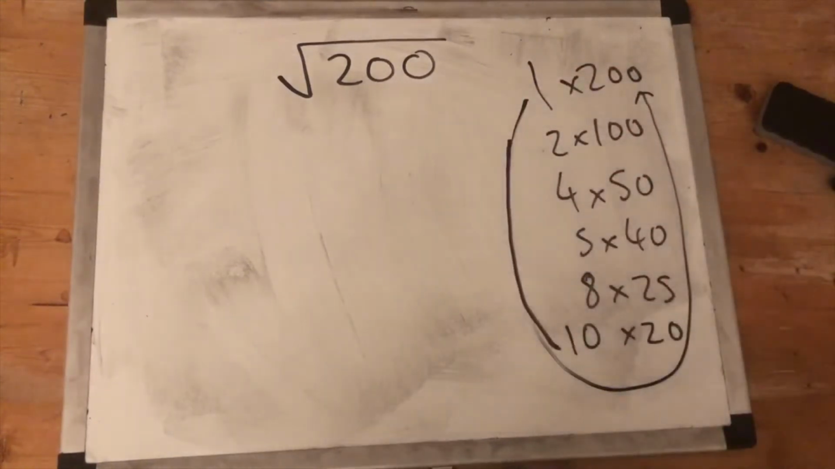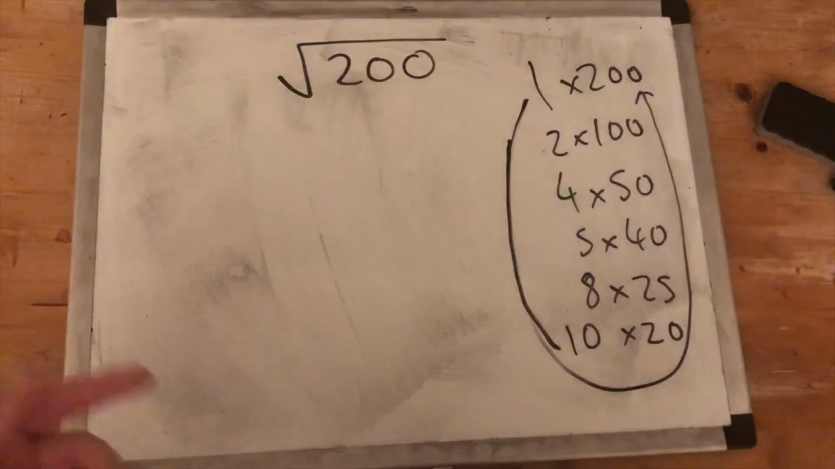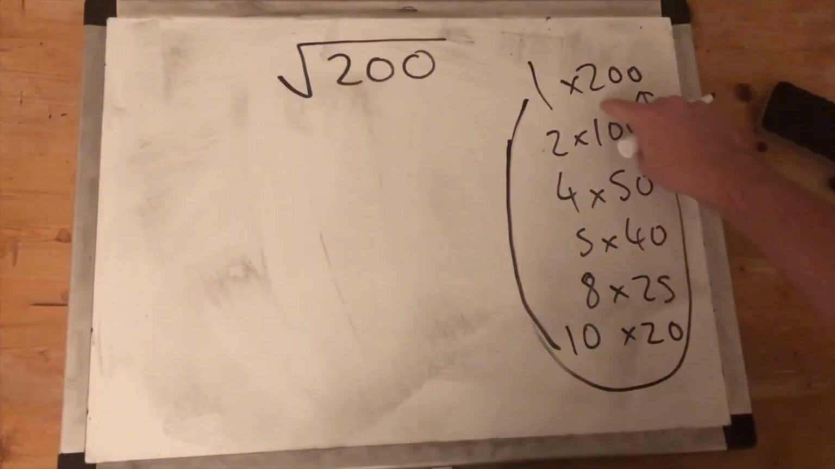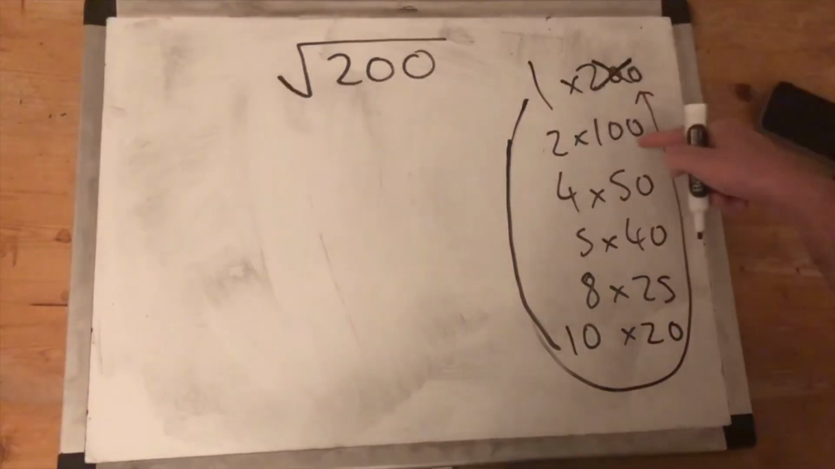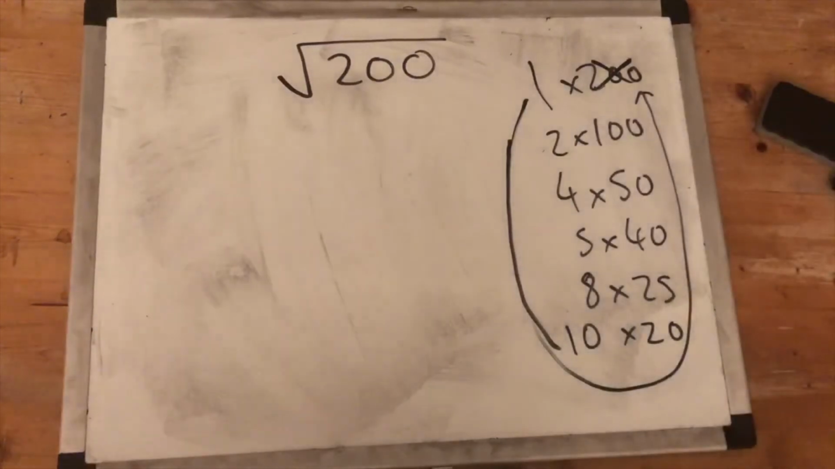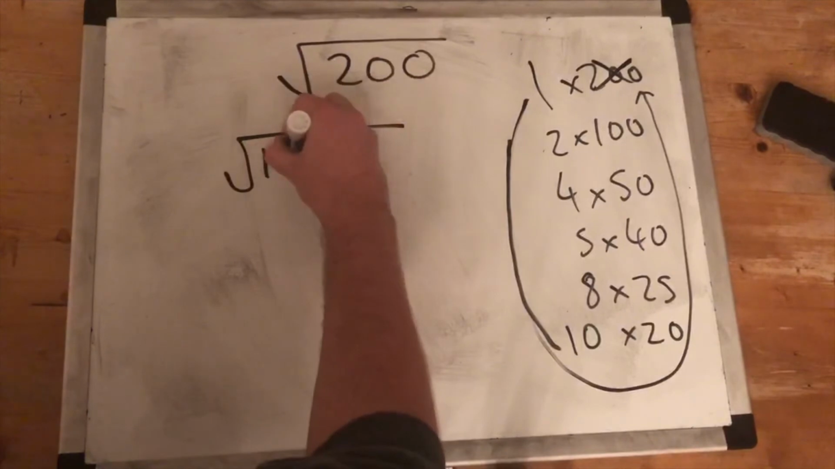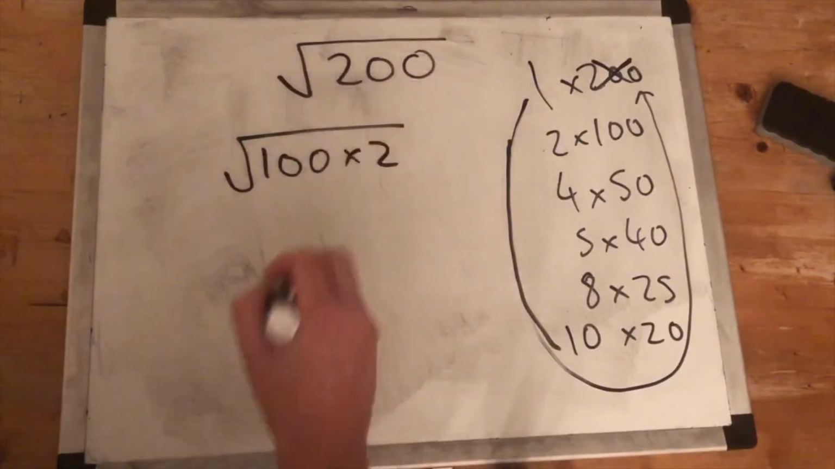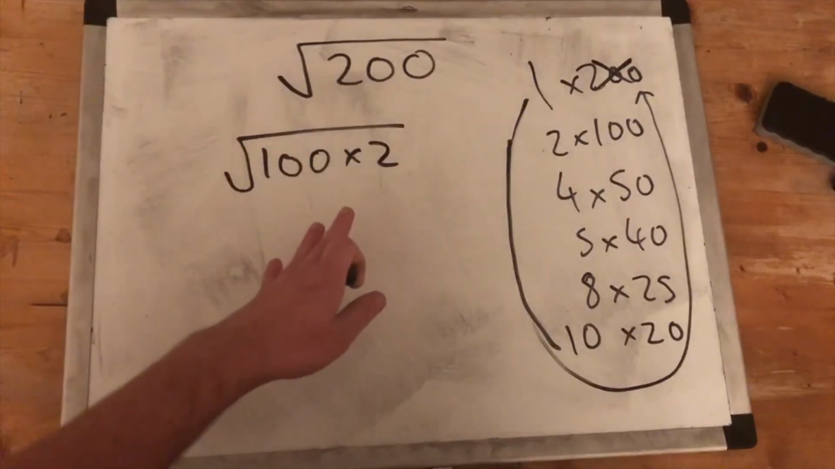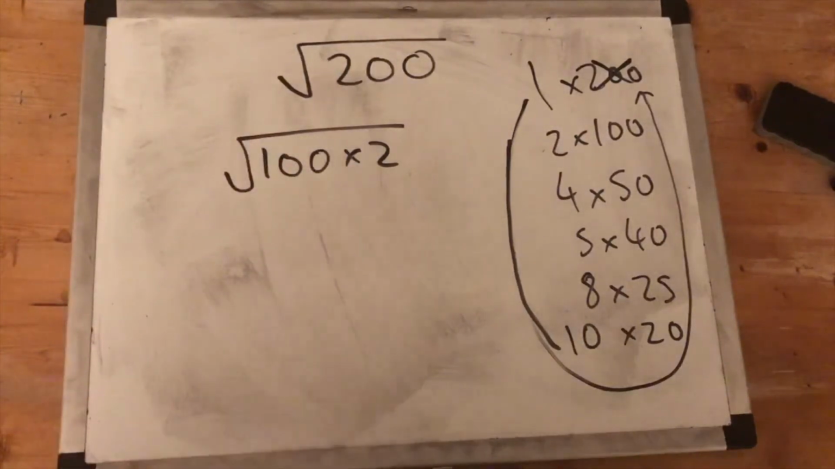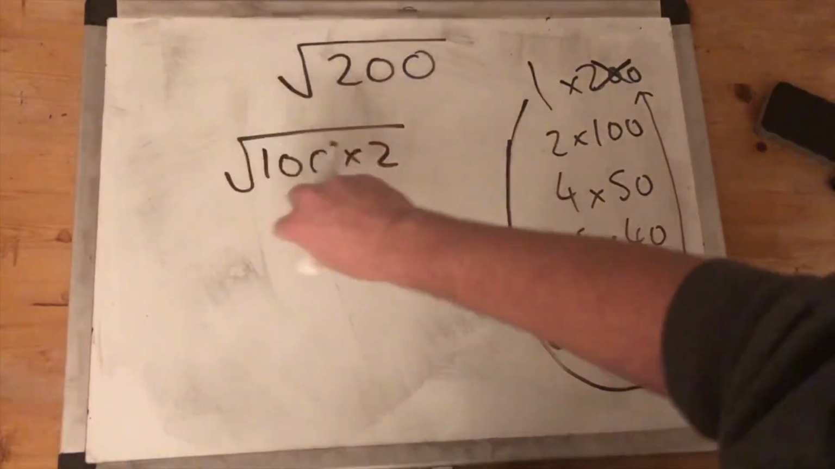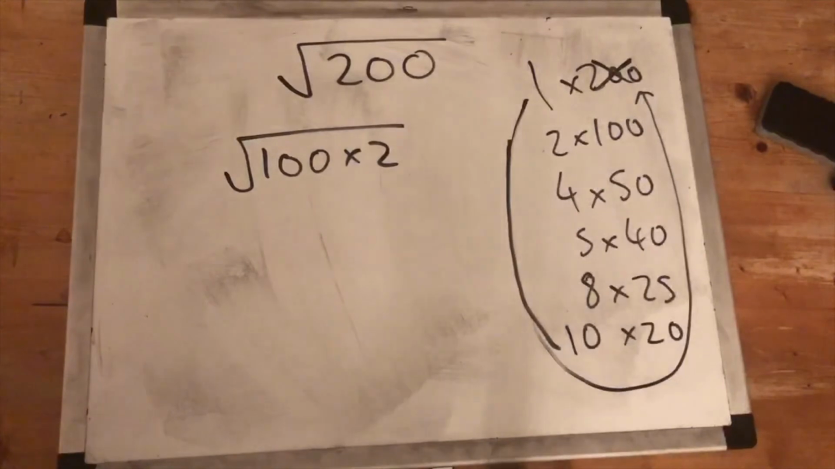Our next step is that we look for the biggest square number. Well, 200, not a square number. 100 is a square number. This step here, really, really important to do your square number first. So 100 times 2, not 2 times 100. If you do your square number first, your whole life becomes easier. Root 100 times 2. Next step, break it down.